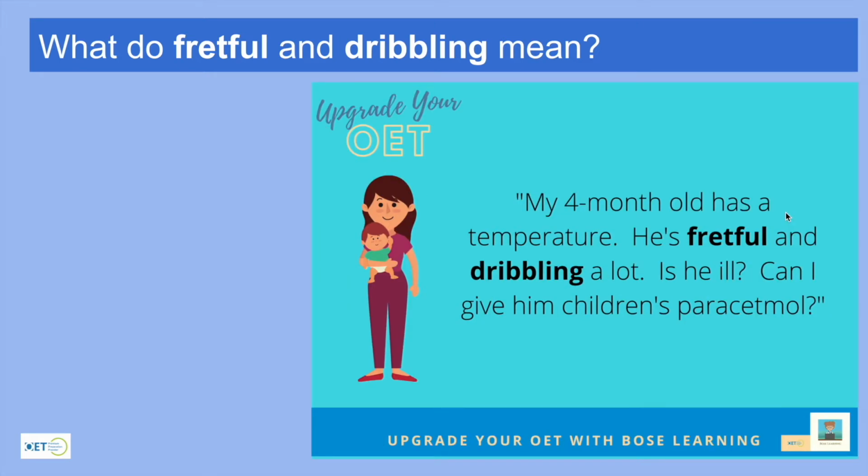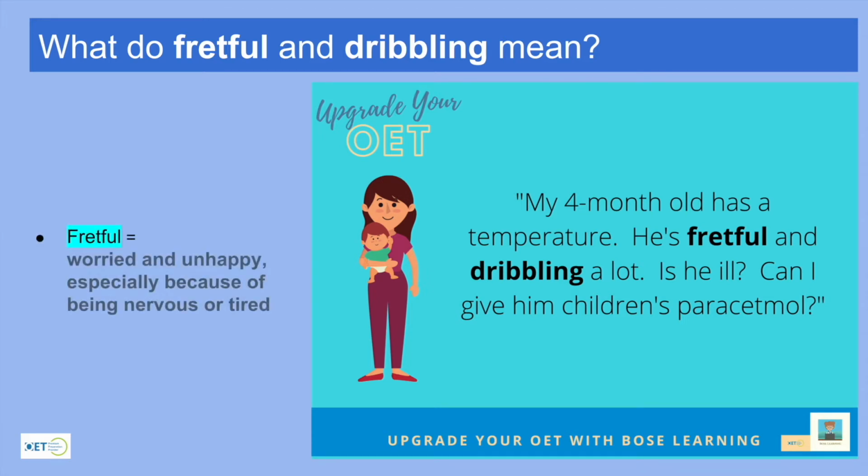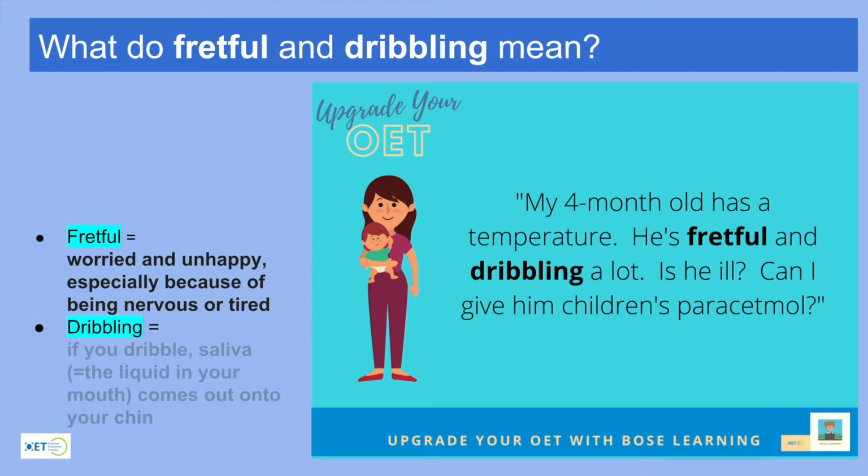Okay, so fretful and dribbling then, first of all. Well, it's obviously something about the baby, and fretful means being worried or unhappy, especially because they're nervous or tired. So it's this idea that something isn't quite right. The baby, of course, can't describe this, but they are fretful. They appear worried or uncomfortable or unhappy. And dribbling, if you dribble, is saliva. So the liquid in your mouth is coming out and it's coming out onto your chin.